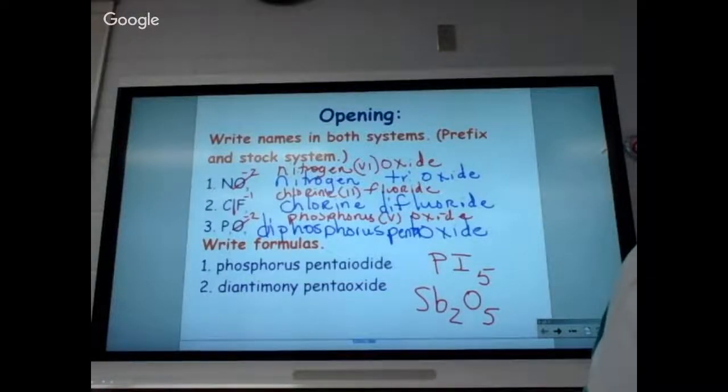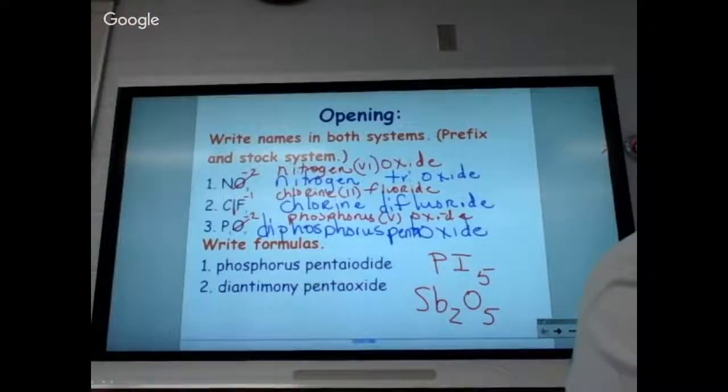dinitrogen tetraoxide, 10 dinitrogen pentaoxide, 11 phosphorus trichloride, and 12 is phosphorus pentachloride.